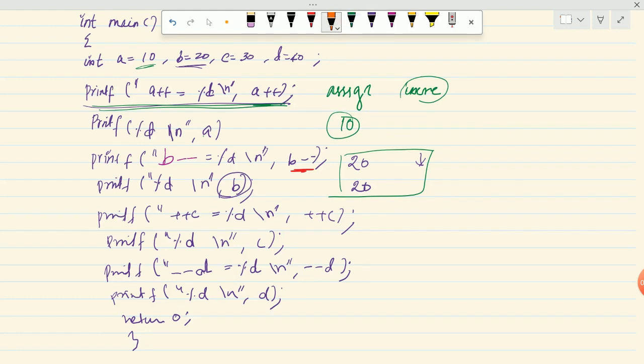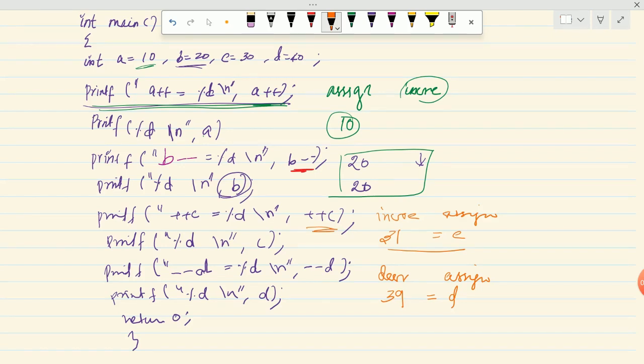Similarly, here you see, in this case, first it will increment and then assign. So what is c? C is 30. It will increment to 31 and then only assign to c. So while you print it, c is 31. Similarly here, minus minus, first it will decrement and then assign. What is d? D is 40. It will decrement first to 39 and then assign to d. So d value is 39.